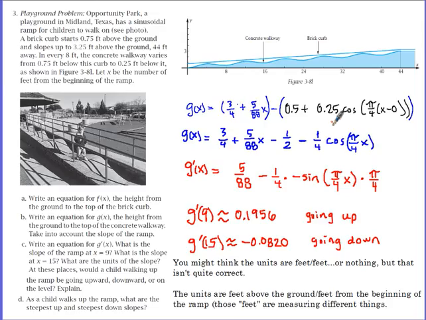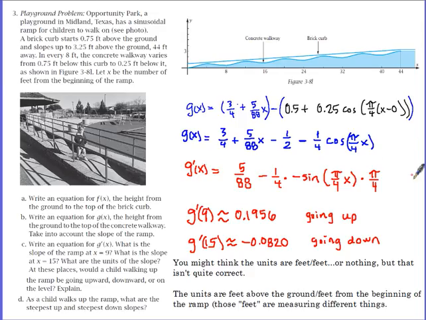Now we're going to take that g of x function, and I rewrote it slightly. So notice I just did minus 1/2, and then minus this cosine function. I just rewrote the 0.25 as 1/4, and kind of cleaned this up over here.